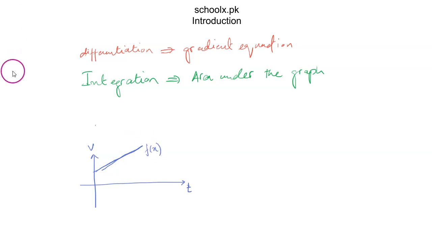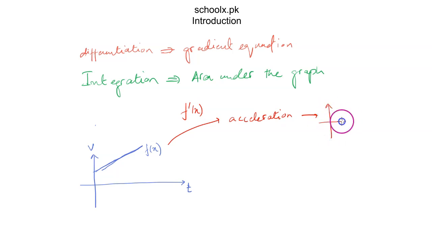Now, if I were to derivate it, right, if I were to get its f prime of x, that will give me the gradient equation of this graph, which is equal to what? Acceleration, right? And if I make the graph of this f prime of x, I'll get the acceleration time graph of this object, right?